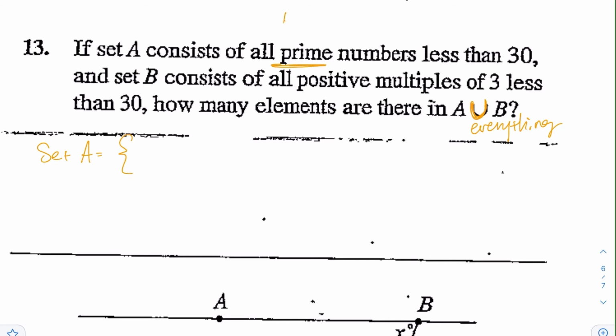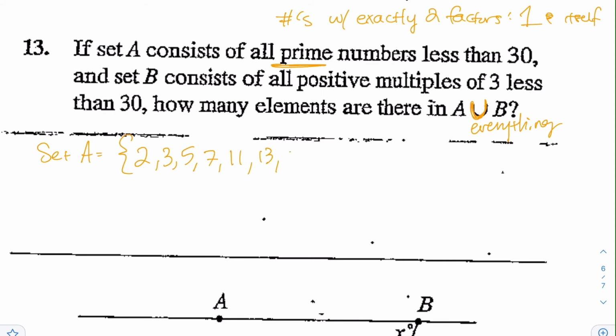Prime is numbers with exactly 2 factors, just one and itself. So you want them less than 30. So 2 is the smallest one, then 3, 5, 7. Skip some of the odd numbers, so 9 doesn't work, 11, 13, 15 doesn't work, so 17, 19, 21's not included, 23, no 25, no 27, and you jump to 29. So there are 1, 2, 3, 4, 5, 6, 7, 8, 9, 10 elements.